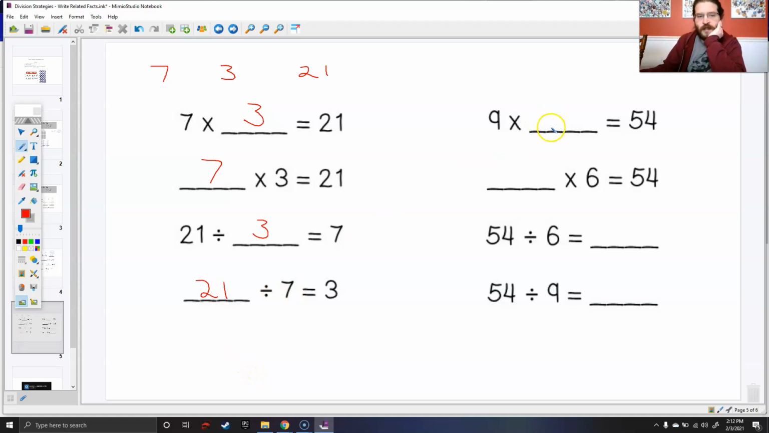All right, what about this last one? So we have a 9, we have a 6, and we have a 54. So 9 times what is 54? We have 6. What times 6 is 54? 9. 54 divided by 6 is equal to 9. 54 divided by 9 is equal to 6.